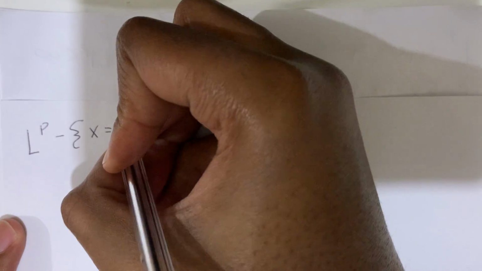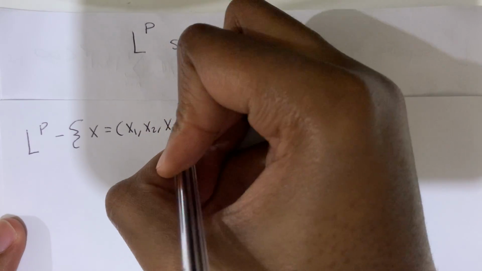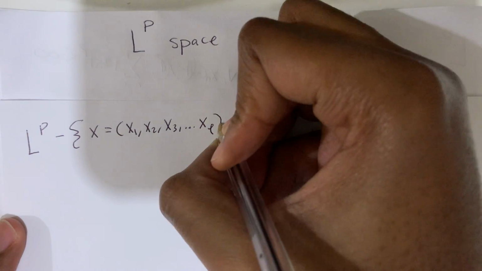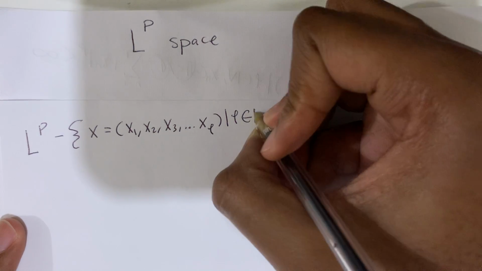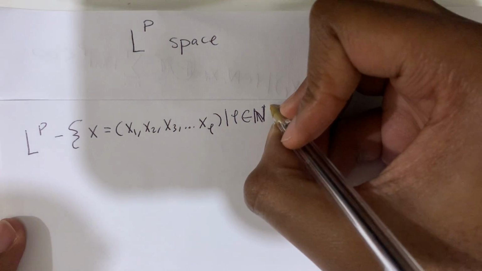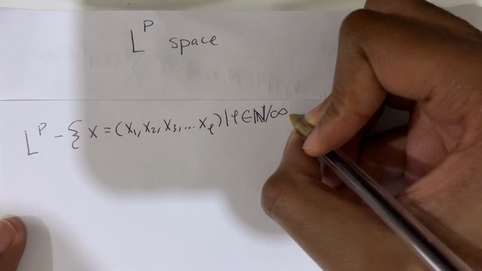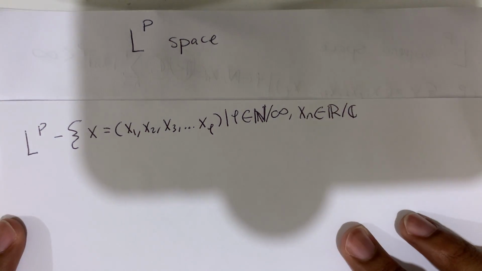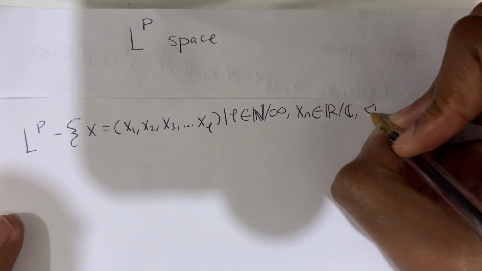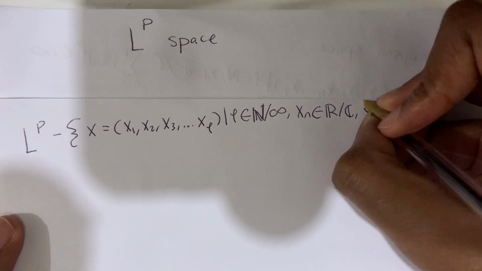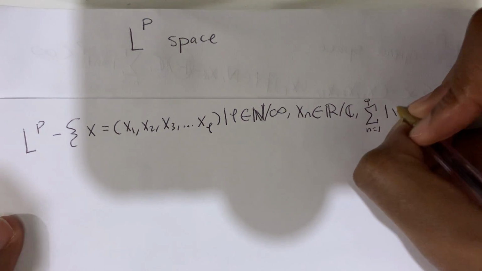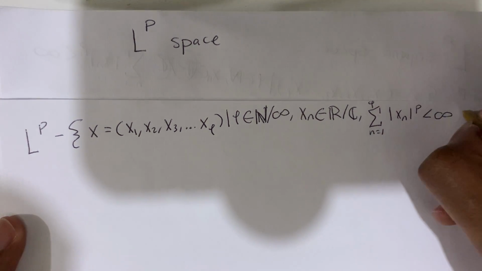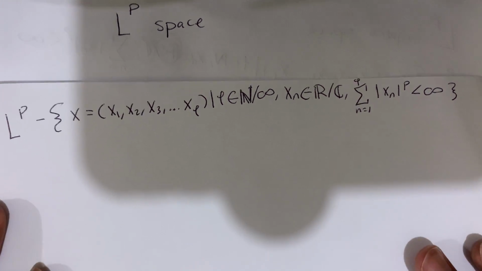So what is an LP space? Well, an LP space is defined as a set of sequences. We have x1, x2, x3, all the way to xL, where L can be a natural number, or it could be infinity. Xn can be a real number or a complex number. And the most important part: the sum from n equals 1 to L of, I believe, xn to the p must converge. And that is the definition of an LP sequence space.